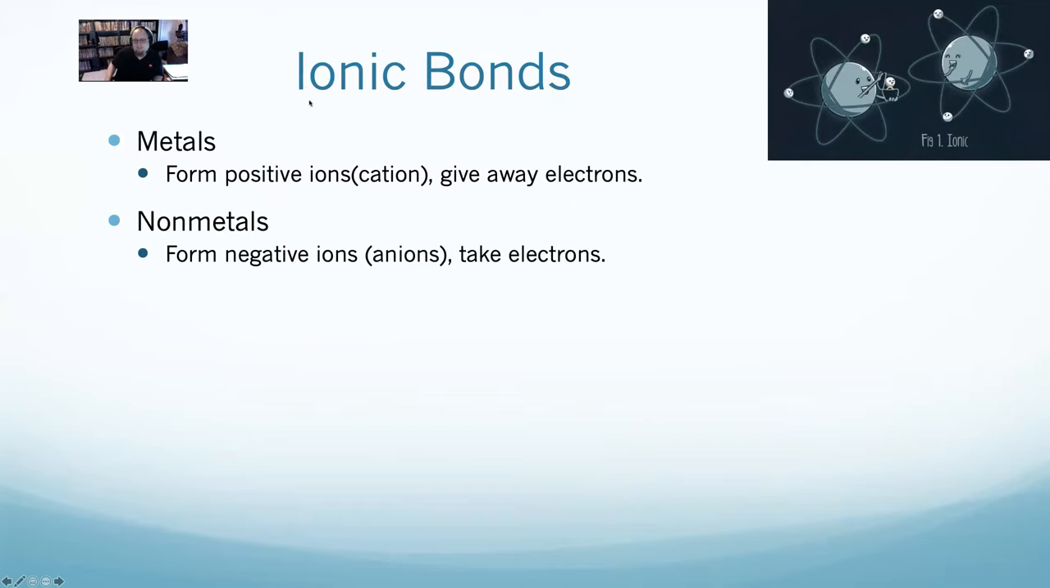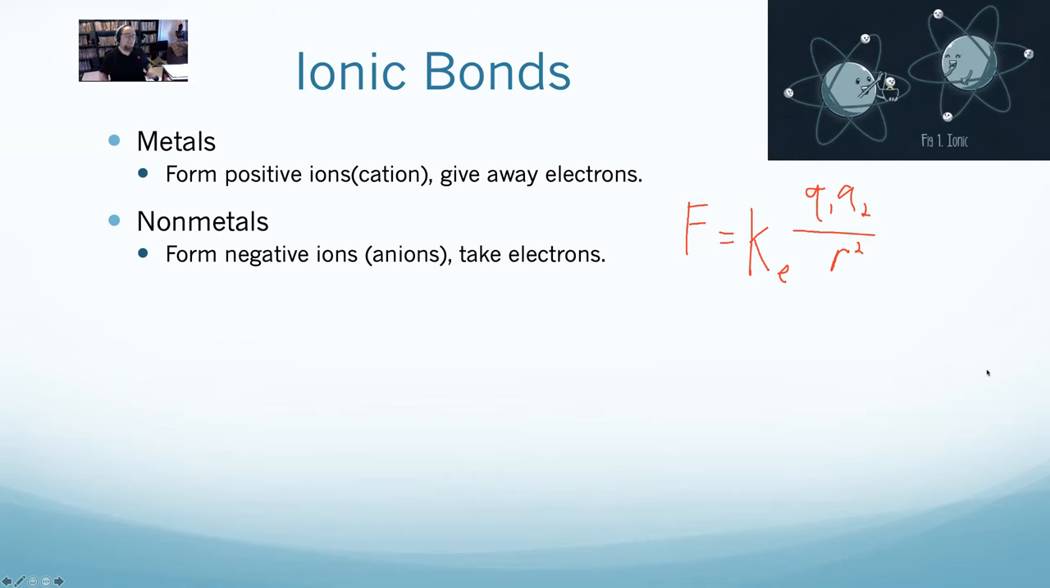But let's think about what happens. The metal gains a positive charge, and a nonmetal gains a negative charge. Way back in chapter 8, I introduced Coulomb's law. It says the force between charged particles is a constant, which is Coulomb's constant, times the charge of one particle times the charge of another particle, over the distance between them squared.